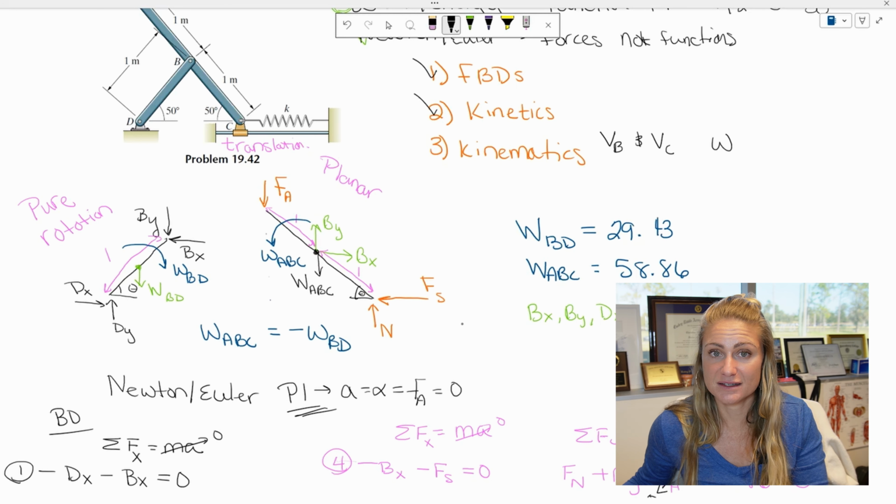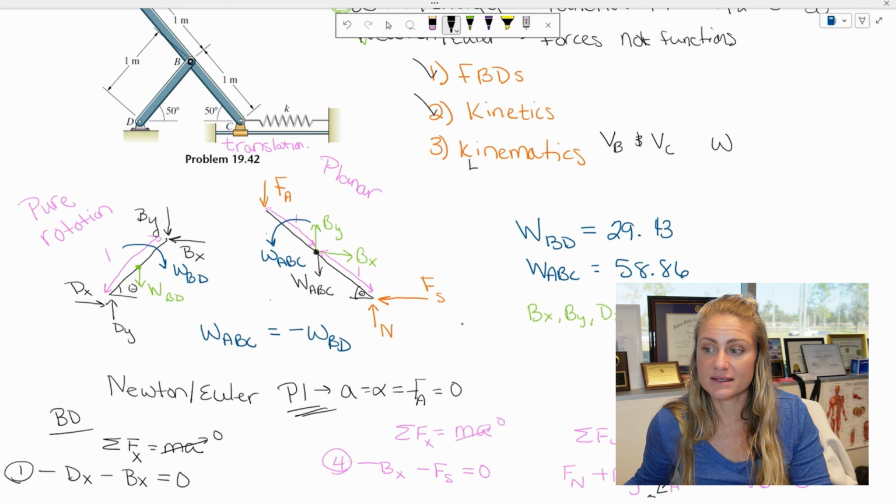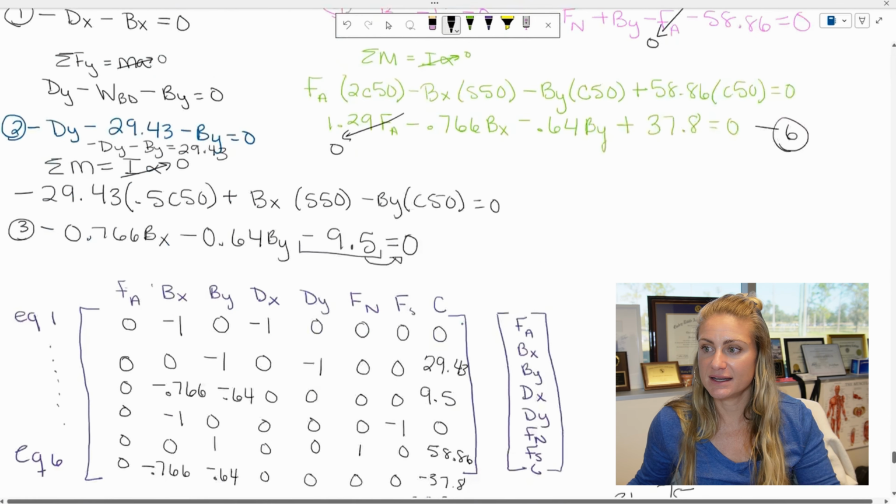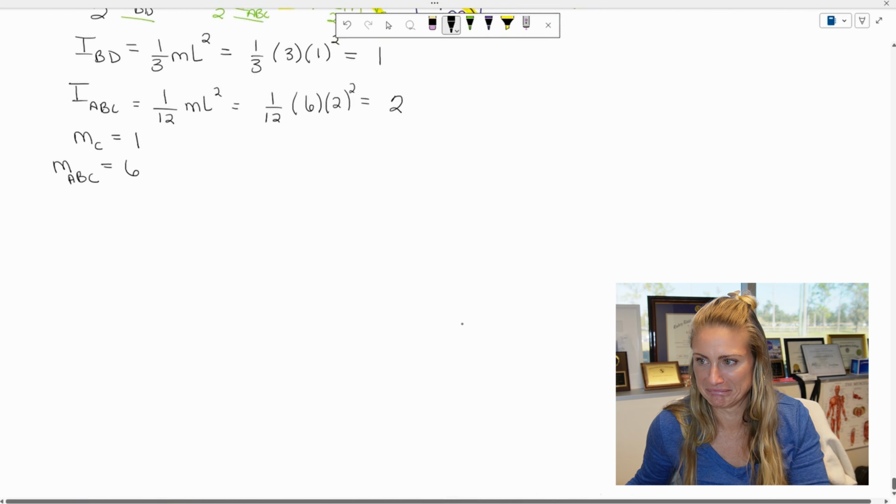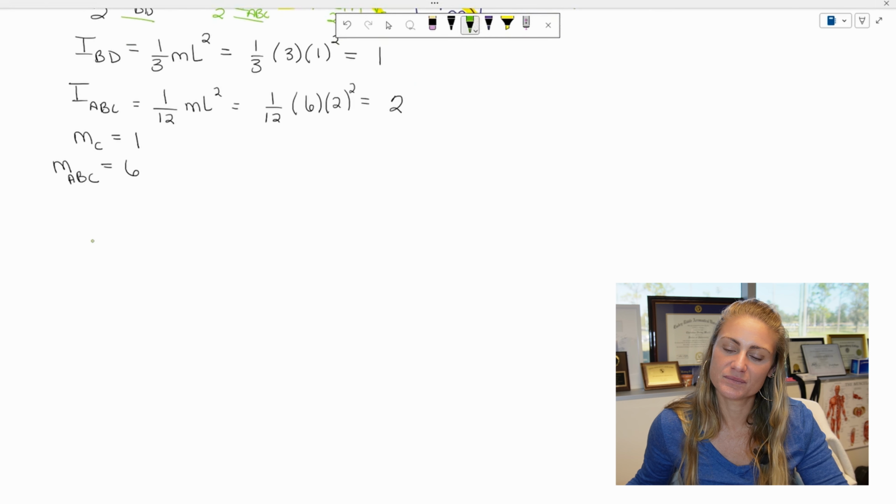How do I find the velocity of a point on a rigid body? There are 2 methods. Your first method is relative velocities. Your second is the instantaneous center. I'm going to use relative velocities for this. You're welcome to use whatever you like, okay? So let's go ahead and start that. So now we're at step 3, we are at kinematics, and I need to find VB and VC.